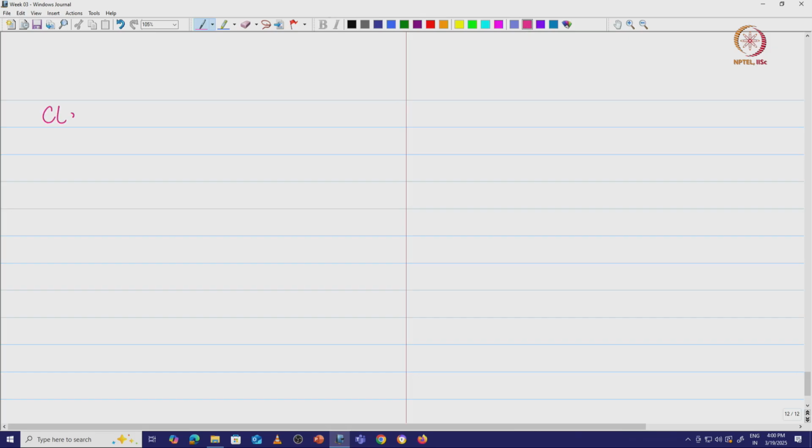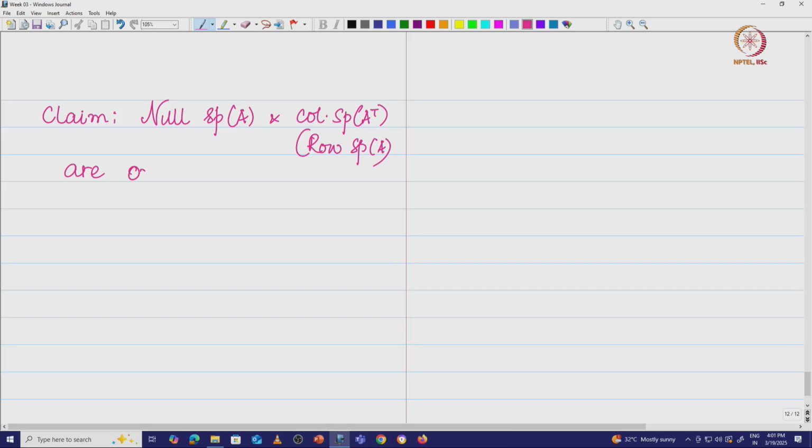Claim: the null space of A and the column space of A transpose, which is essentially the row space of A, are orthogonal complements of each other.